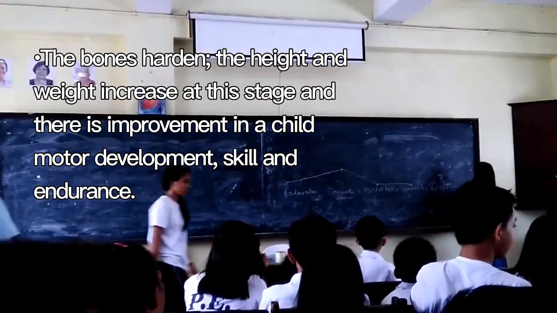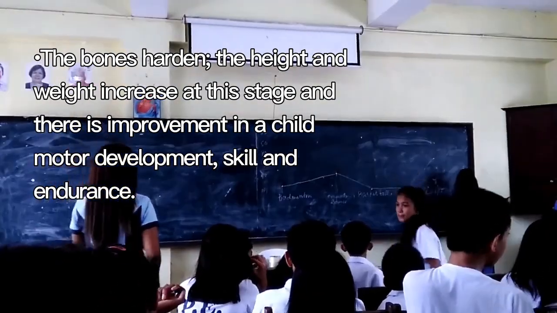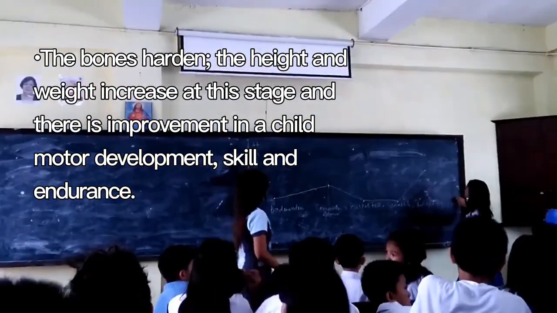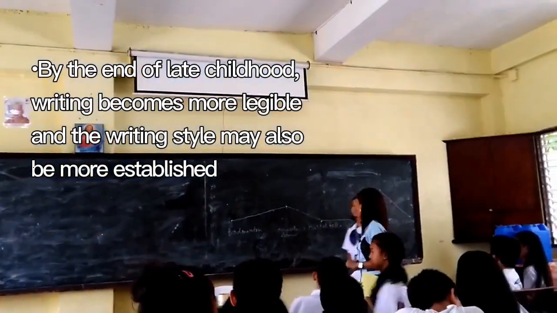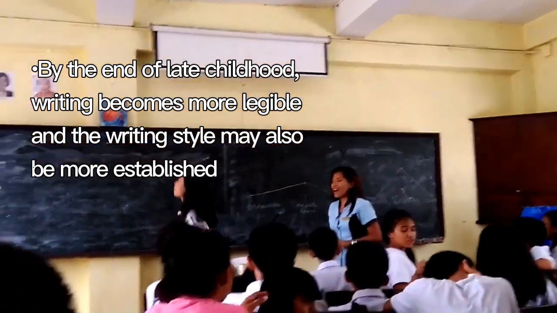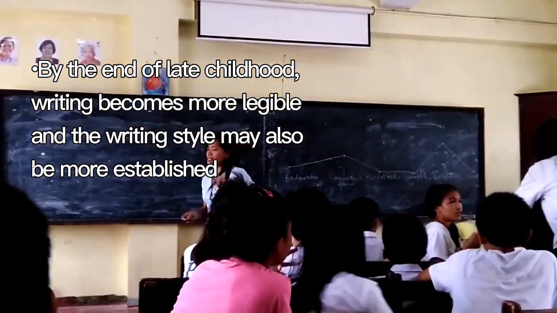The bones harden, the height and weight increase at this stage, and there is improvement in a child's motor development, skill, and endurance. By the end of late childhood, writing becomes more legible, and writing style may also be more established.